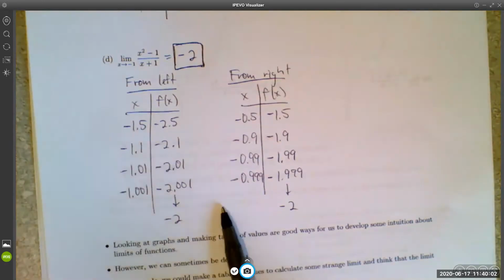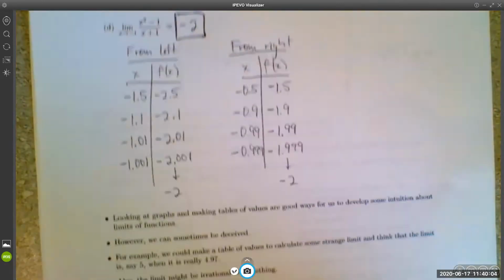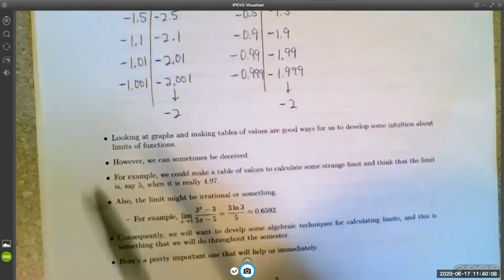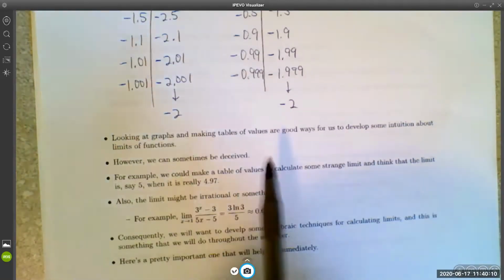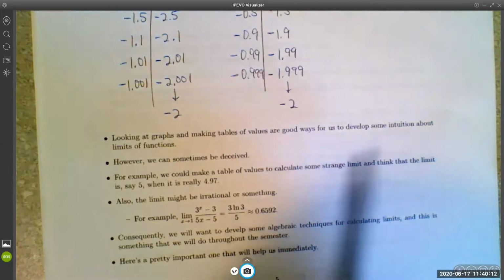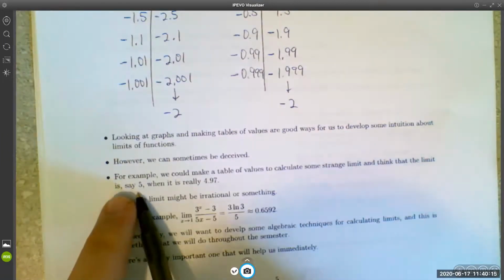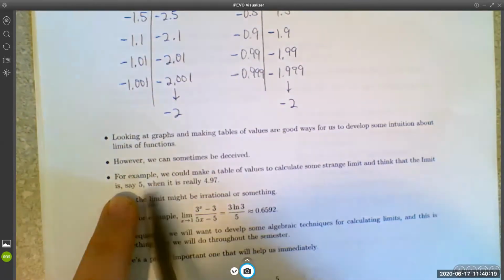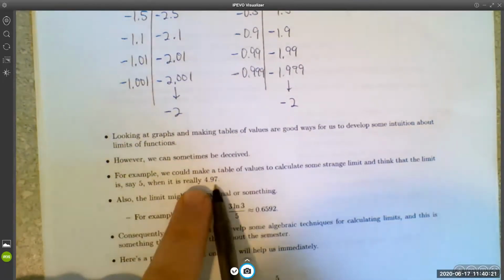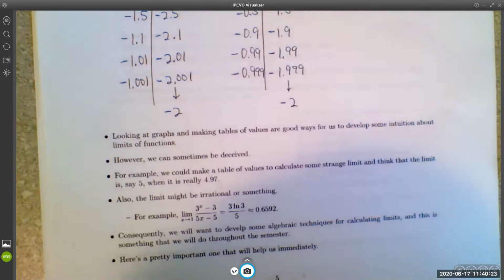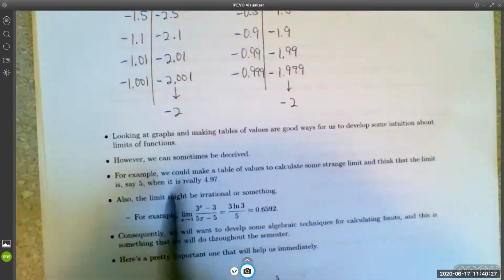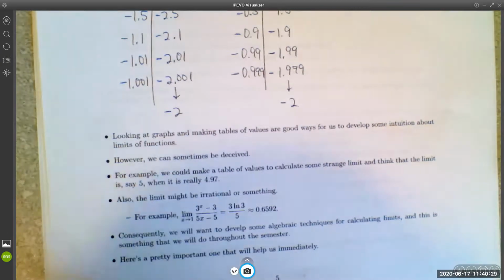One thing that I'll warn you of when you're looking at charts and graphs is that you can easily be deceived. For example, we could look at a graph or make a table of values to calculate some kind of limit, and we might think that the limit is 5 because it looks like it's 5 on the graph, or it looks like it's 5 in the charts, when in reality the limit might be something like 4.97, right? It might be something really close to 5. And so we might be fooled into thinking that the limit's 5 when it's really something close to 5.